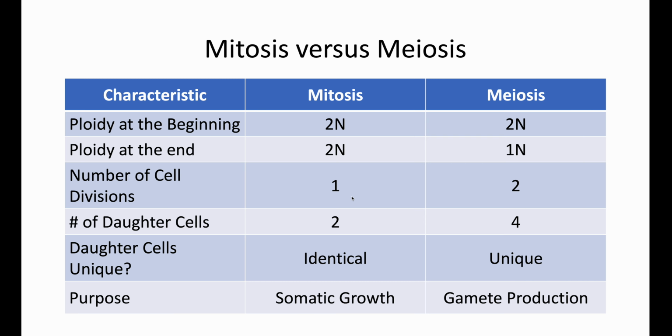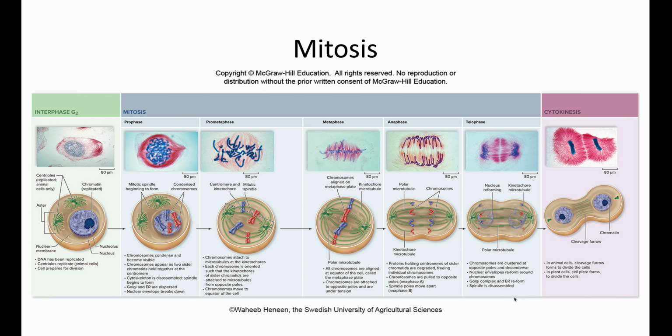The number of cell divisions in mitosis is 1. The number of cell divisions in meiosis is 2. Mitosis produces 2 daughter cells that are identical. Meiosis produces 4 daughter cells. They are unique genetically, and we'll discuss why that's the case. And the purpose of mitosis is somatic growth, and the purpose of meiosis is gamete production.